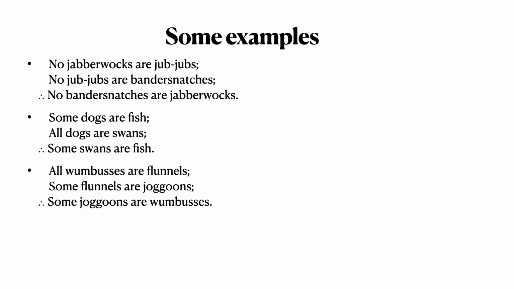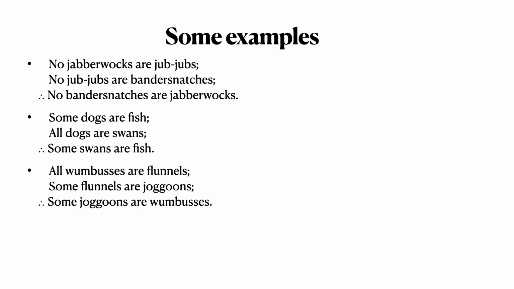What's our minor term? Well, it's jagoons because that's the subject of the conclusion. And it's also the minor term in the second premise. So we would mark that with an S. What's our middle term? Flunnels. So we have three terms, each used twice, and so that satisfies rule 1.